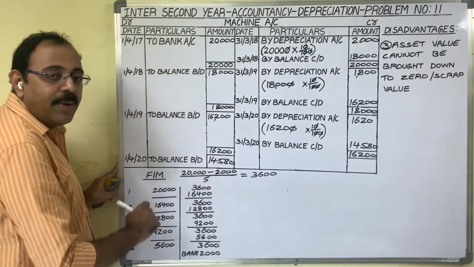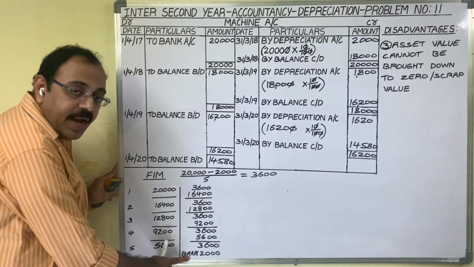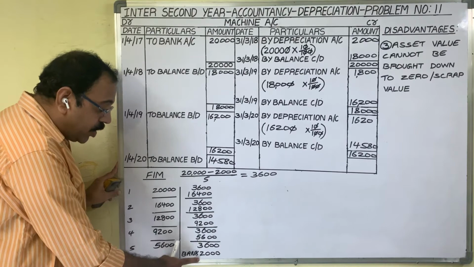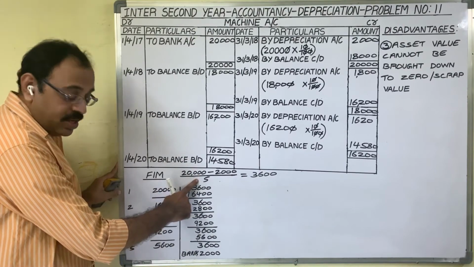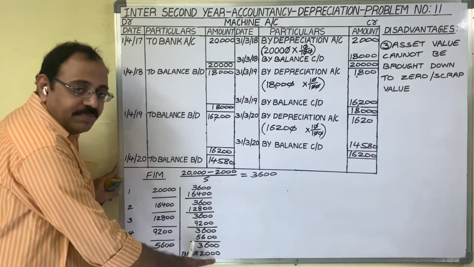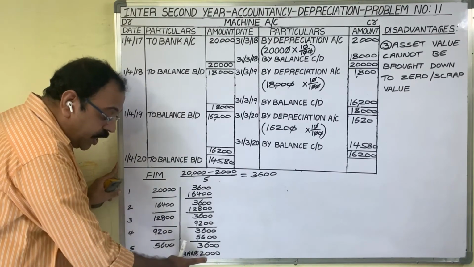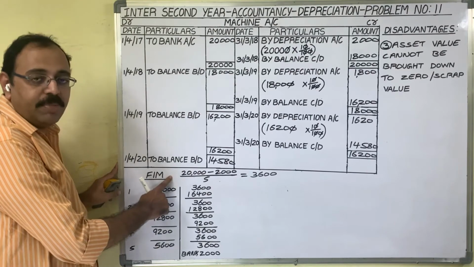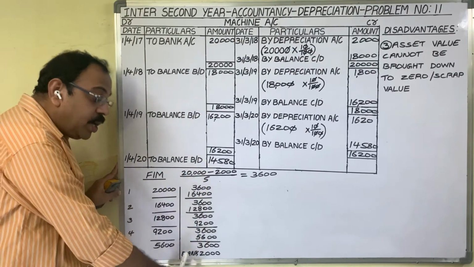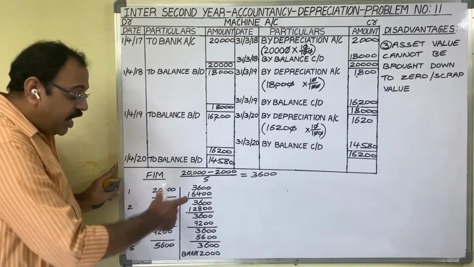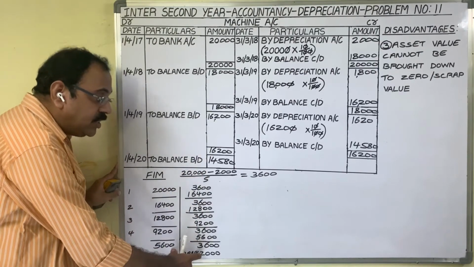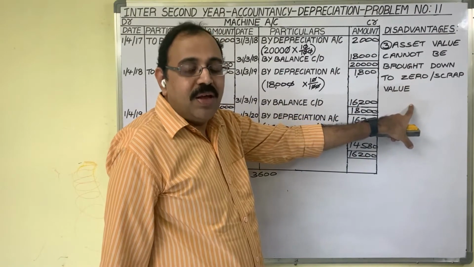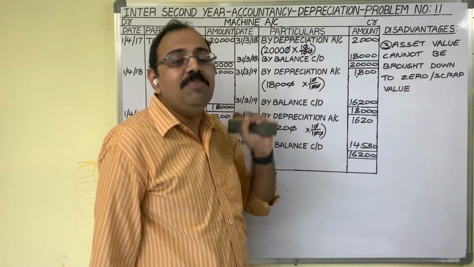The asset is totally damaged. We sold it in the market. We got 2,000 rupees. So bank account debtor to machine account. Credit side by bank 2,000. Here also debit and credit totals became the same. So under the fixed installment method, we can properly close the account. We can bring that account balance either to 0 or its scrap value. But it is not possible under the diminishing balance method.